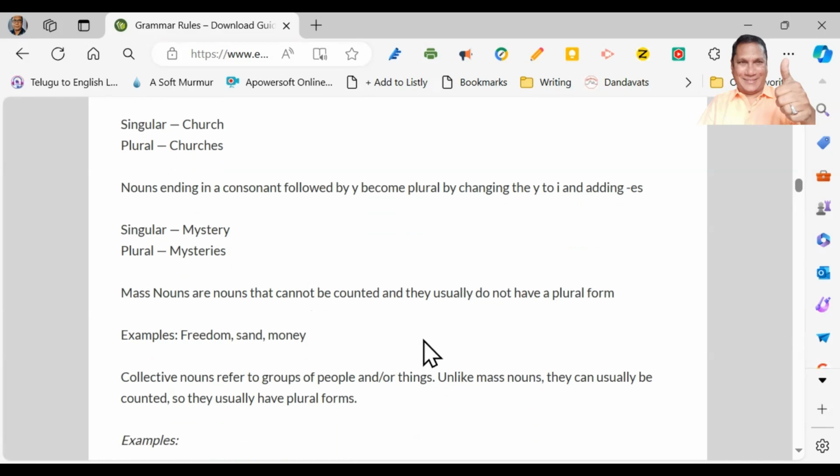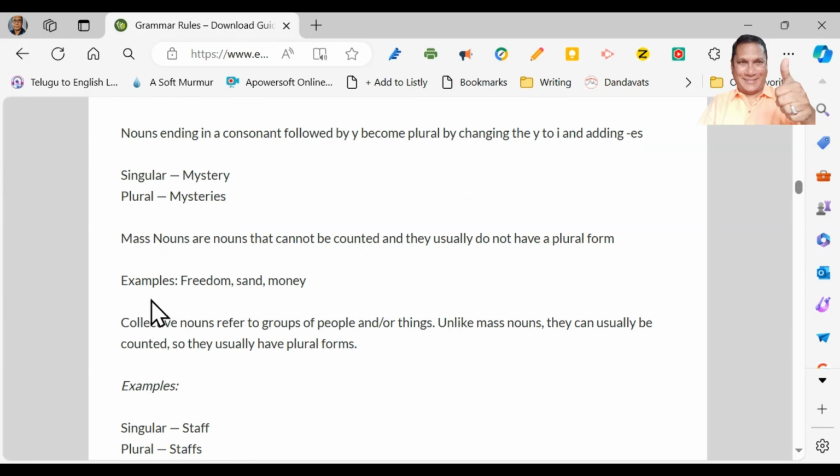And what are mass nouns? Mass nouns are nouns that cannot be counted and they usually do not have plural form. These are called mass nouns, uncountable nouns. We cannot count them. Sand, money, freedom. Freedom, of course, you can't count it. Sand also is uncountable, and money. You may ask me, we always count money.